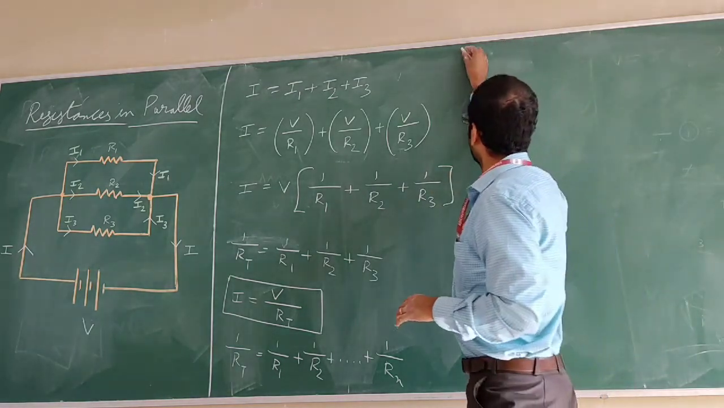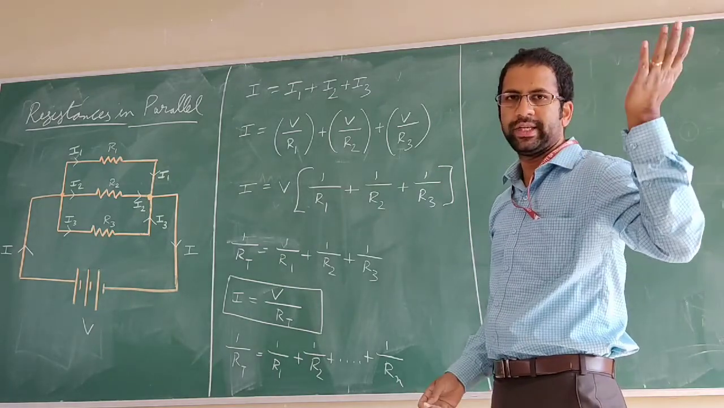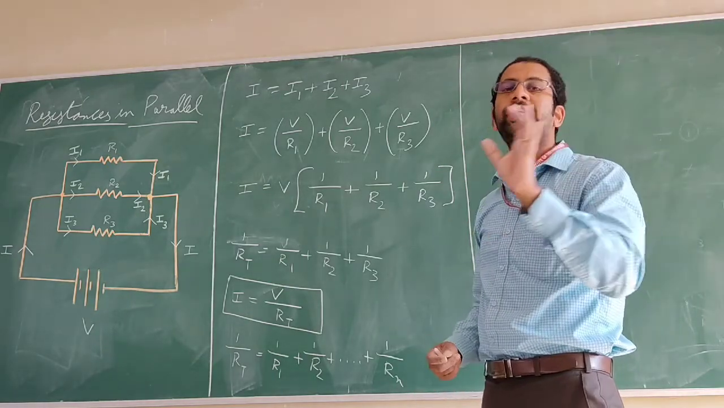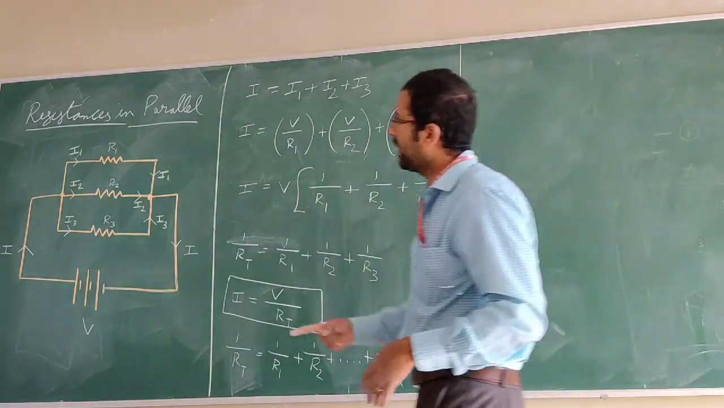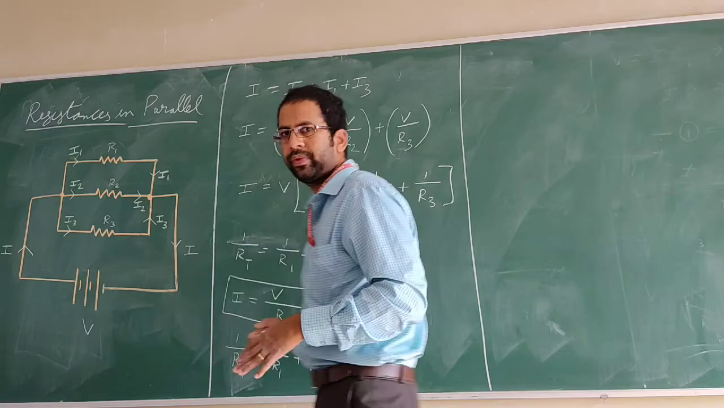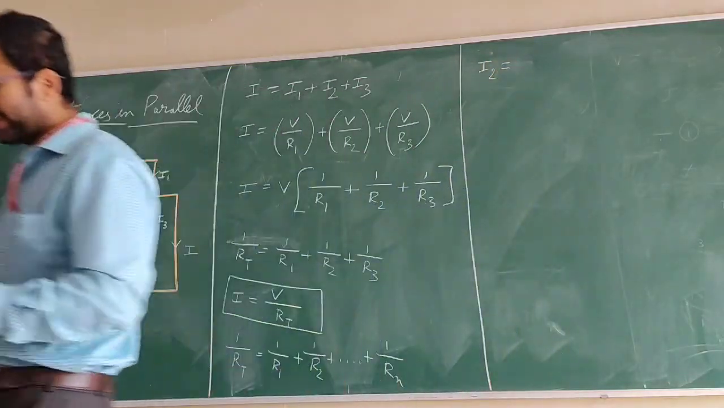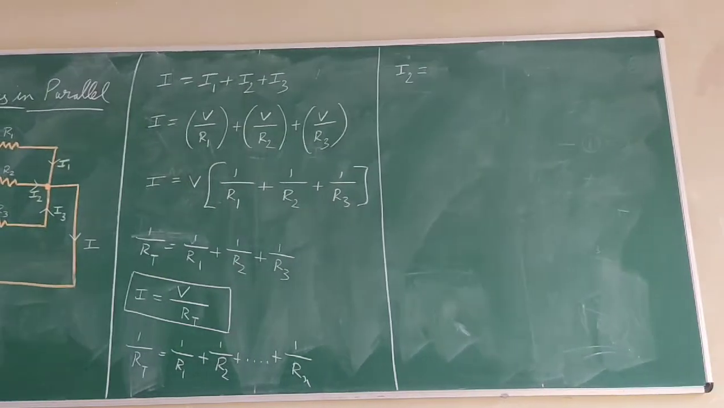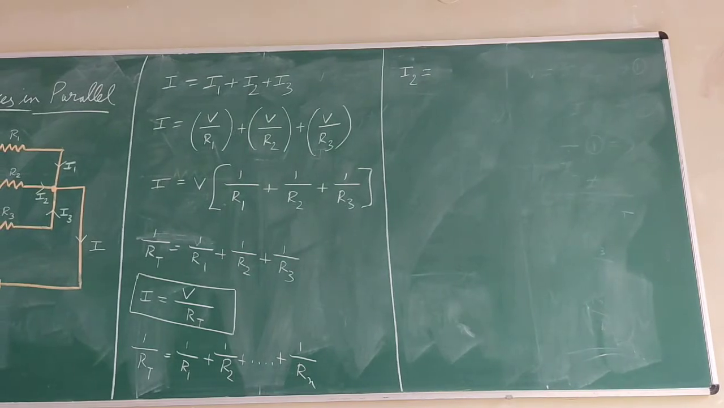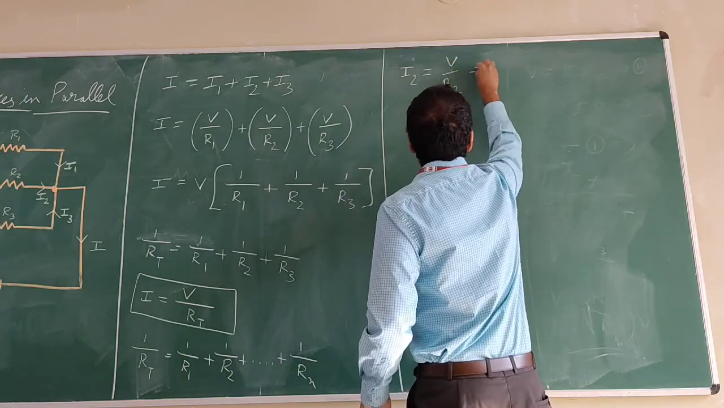Now, the first rule that I showed you was the voltage divider rule. This is the current divider. See this resistor, voltage divider rule: the voltage across a particular resistor. Now the current divider rule. Let's see the current across resistor R2. Current across resistor R2 is I2 is equal to V by R2. Let's take this as equation 1.